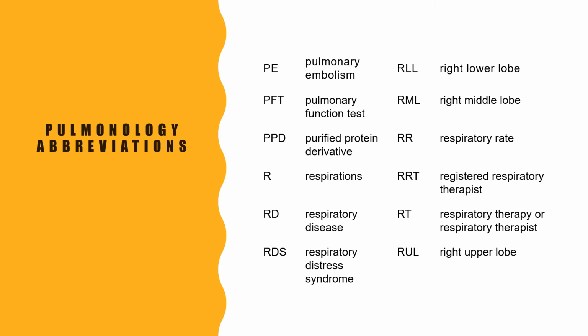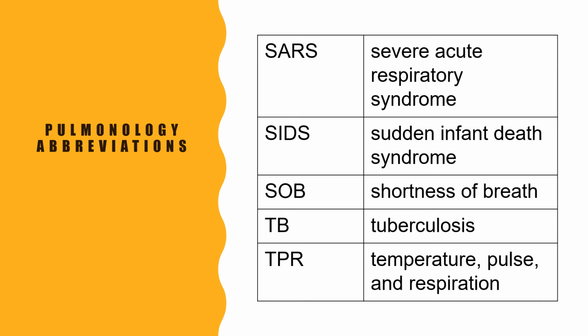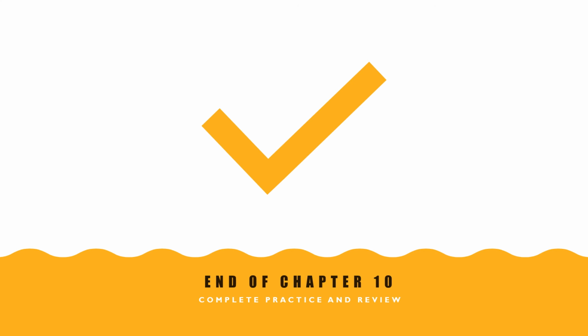RRT is a registered respiratory therapist. RT is a respiratory therapist or respiratory therapy, and RUL is right upper lobe of the lung. SARS, severe acute respiratory syndrome. SIDS, sudden infant death syndrome. SOB, shortness of breath. TB, tuberculosis. TPR, temperature, pulse, and respiration, which are all vital signs. Well, that's the end of chapter 10.